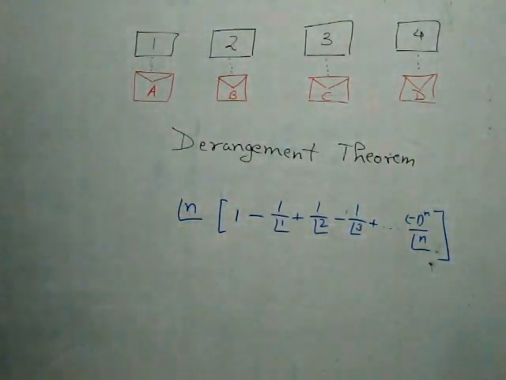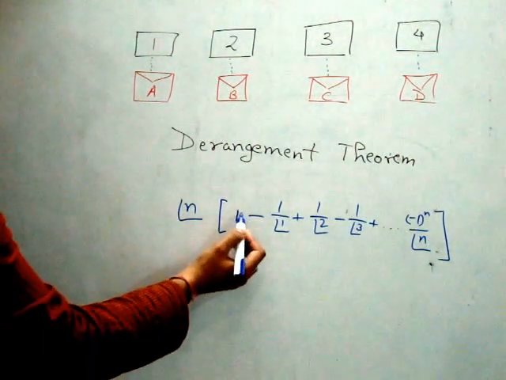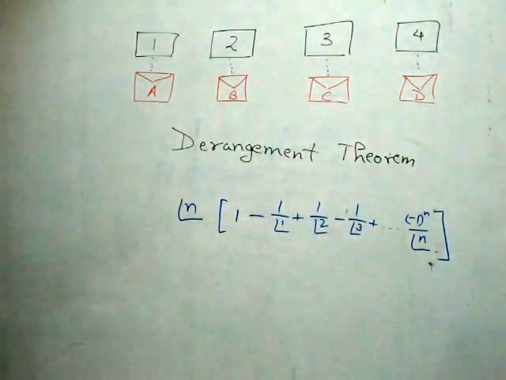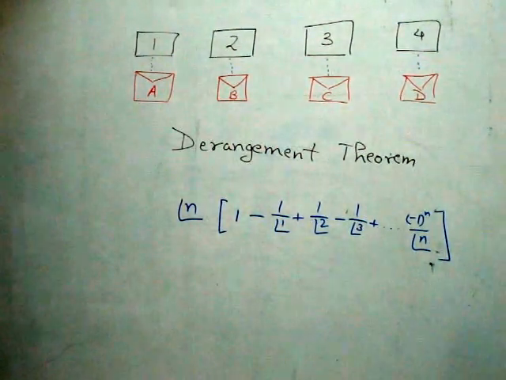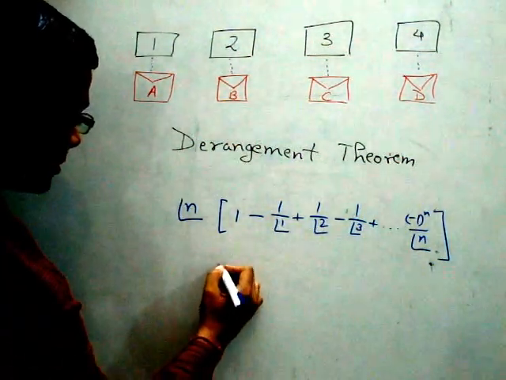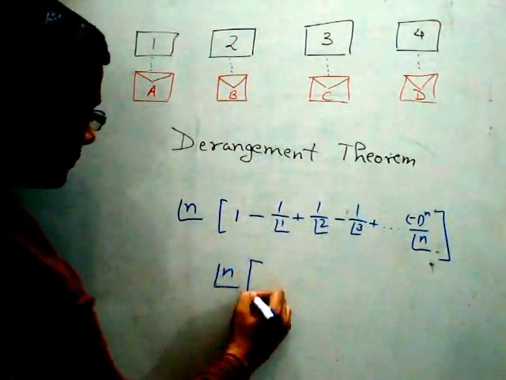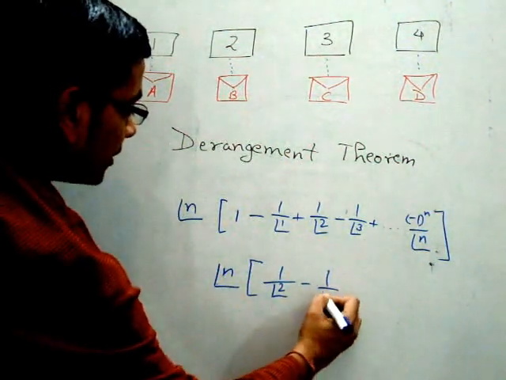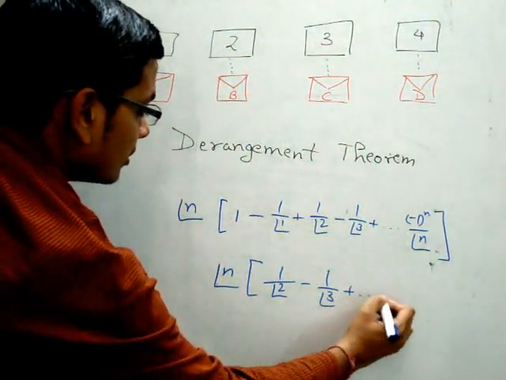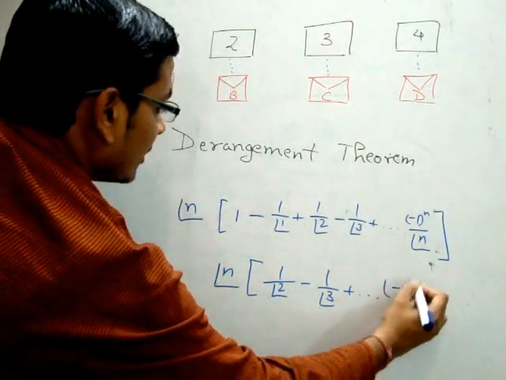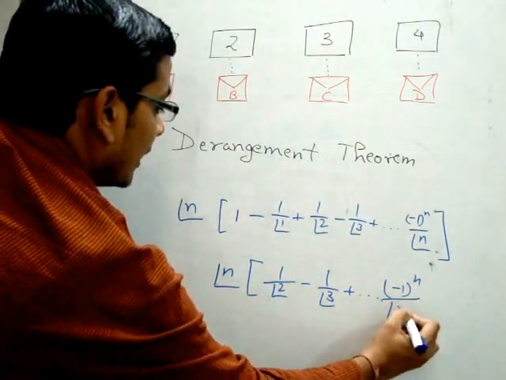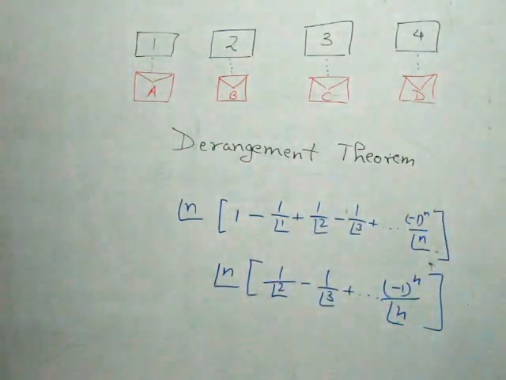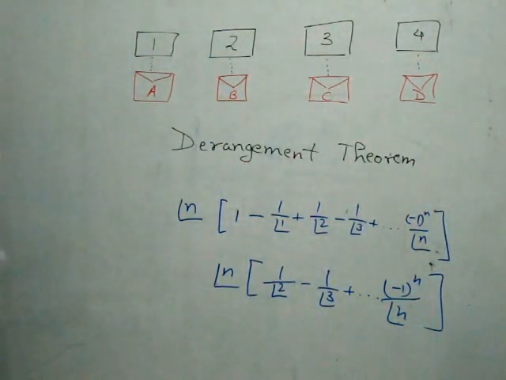This is the derangement formula, which if we look into carefully, actually cancels out. It is 1 minus 1. So some people also write this derangement formula as factorial n into 1 upon factorial 2 minus 1 upon factorial 3 plus up to minus 1 to the power n upon factorial n. So this is also a way of writing the same formula.